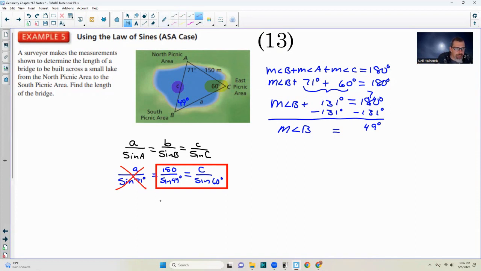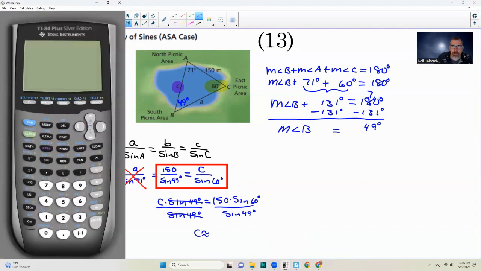So you get C times sine of 49 when you cross multiply. You get 150, not degrees, 150 times the sine of 60. To get C by itself, you divide by the sine of 49 degrees on both sides. Sine of 49 cancels, sine of 49 cancels, and you get C is approximately this in your calculator.